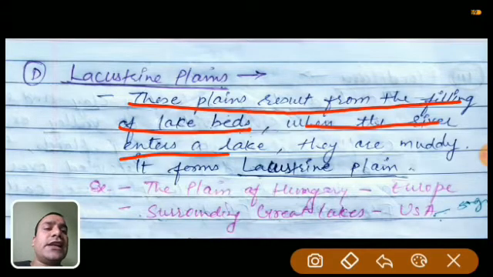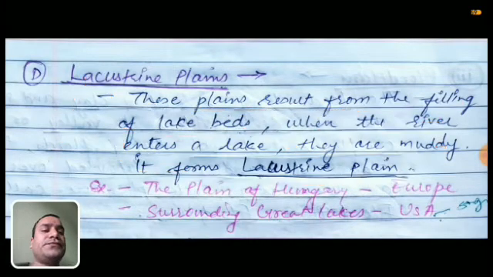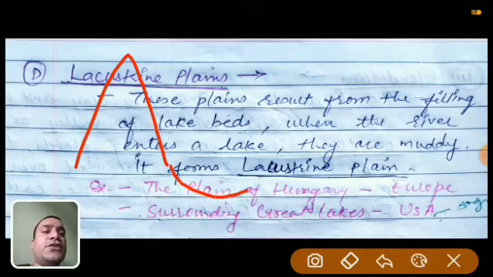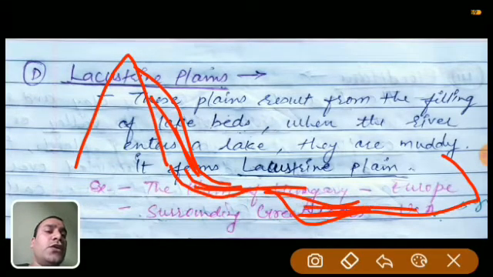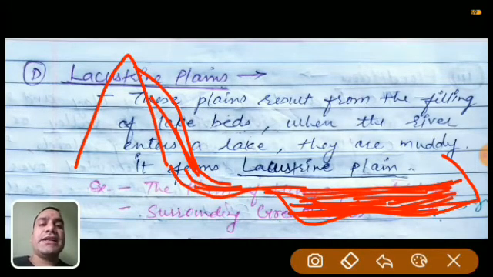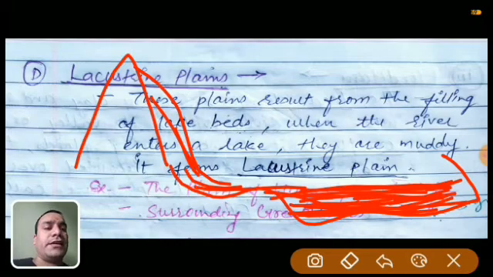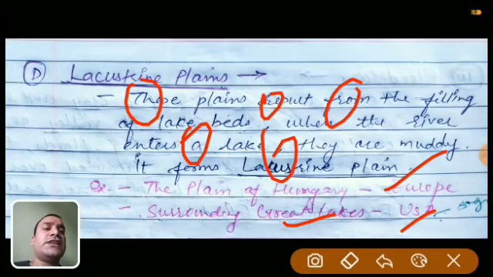When the river enters a lake, the water is muddy, and it forms a lacustrine plain. This is the mountain and here you just imagine there is a lake. When the river or the water is coming from here and it deposits in the lower part of the lake, with the muddy water and this eroded material, after some period of time it is completely filled with this material and then it becomes a plain. It is called the lacustrine plain. Examples are the plain of Hungary, which is in Europe, and the surrounding Great Lakes, which is in USA. There are 5 lakes in USA. These 5 lakes are also a good example of it.